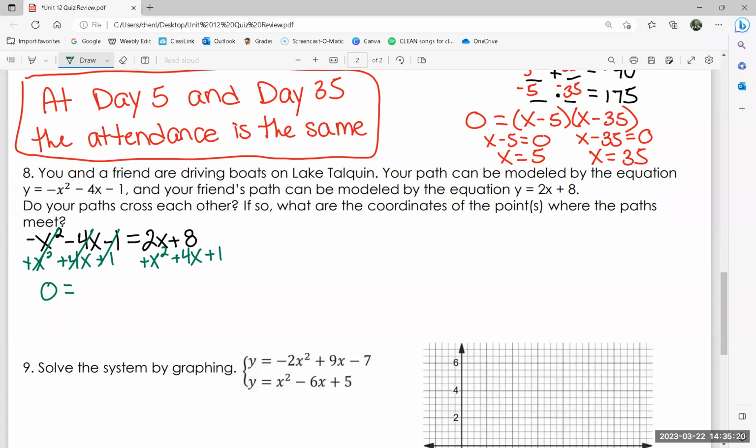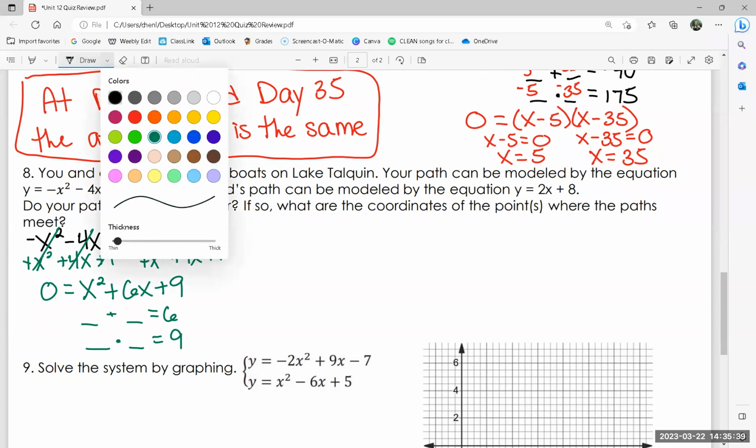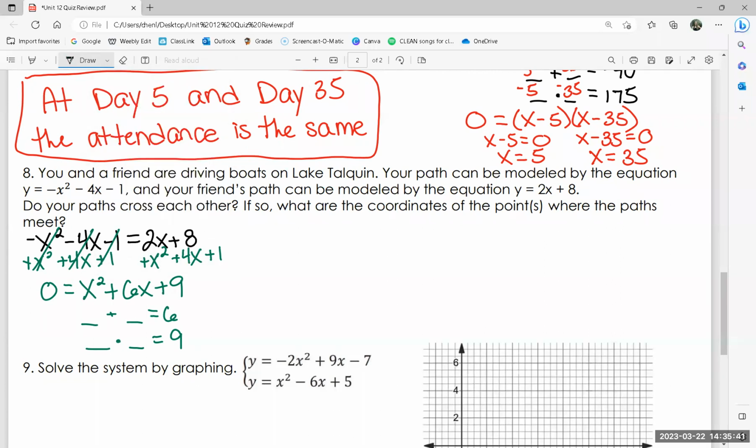So on the right side, combine like terms, we just have the x squared. 2x plus 4x is 6x, and 8 plus 1 is 9. So now I'm trying to think of two numbers that add to equal 6 and that multiply to equal 9. We'll think about it for a second, and realize that the only two numbers that would work would be a positive 3 and a positive 3. So our perfect square trinomial. So our factored form would be 0 equals x plus 3.